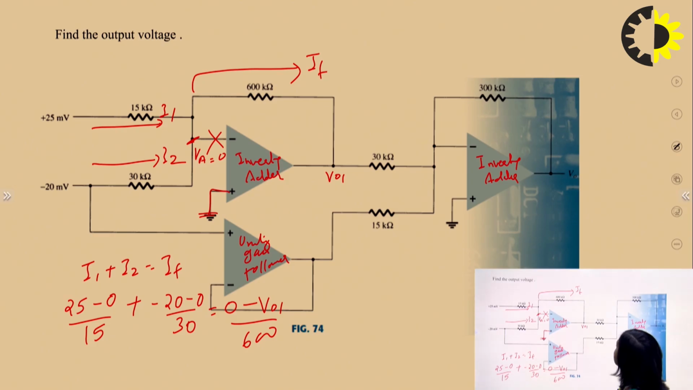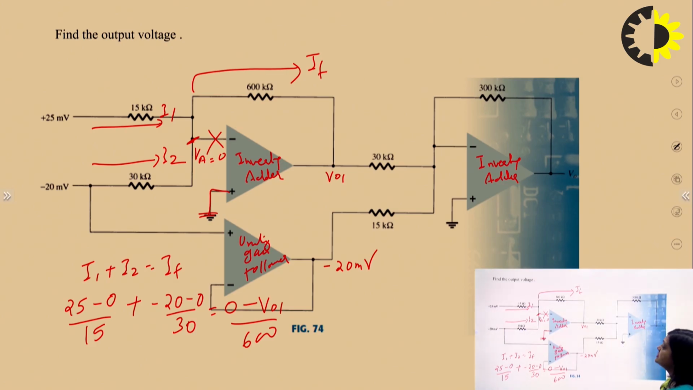So in this way we can find the value of this V0 1. And this circuit is the unity gain follower. So here the output voltage will be minus 20 millivolt, because the unity gain follower output voltage is equal to the input voltage, and the input voltage at the positive terminal is minus 20 millivolt. So output will be minus 20 millivolt.